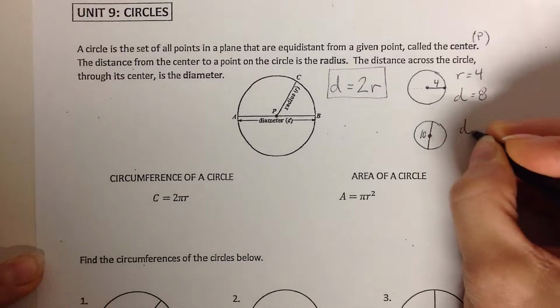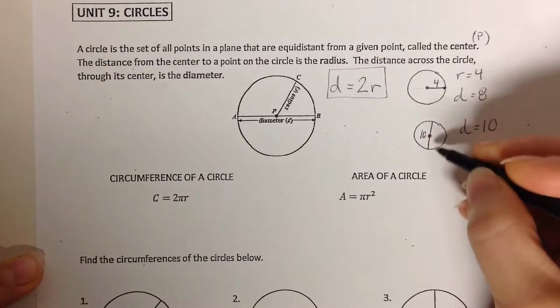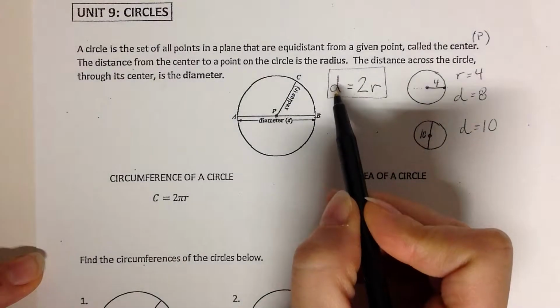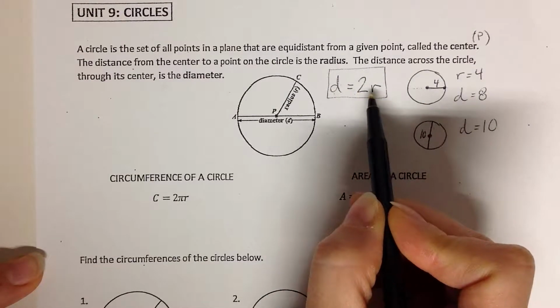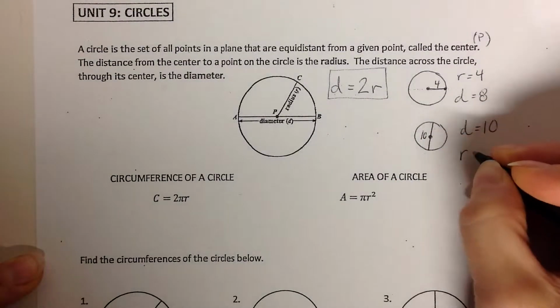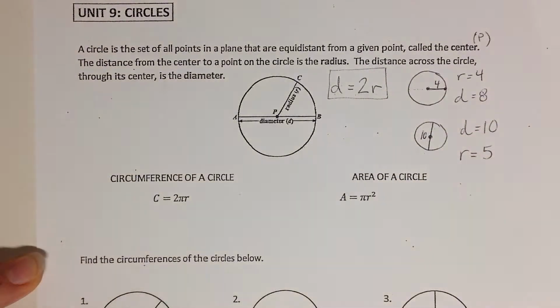So if I either tell you the diameter is 10 or I show you in a picture and I need to find the radius, well, the diameter is 2 times the radius, so the opposite of multiplication would be division. I'm going to cut the diameter in half and find the radius is 5.